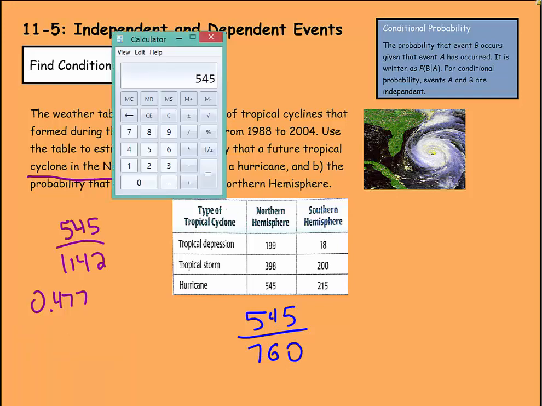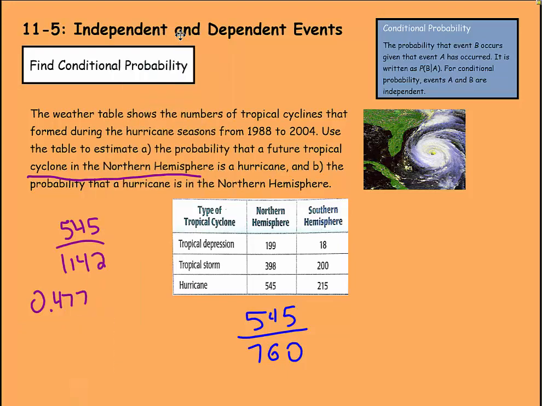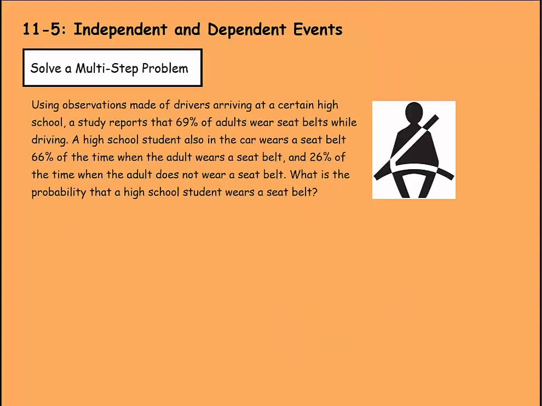So let's do our division. So that gives us a 0.717 probability. So given that it is a hurricane, the probability that it would be in the northern hemisphere would be 0.717. Now let's solve a multi-step problem.